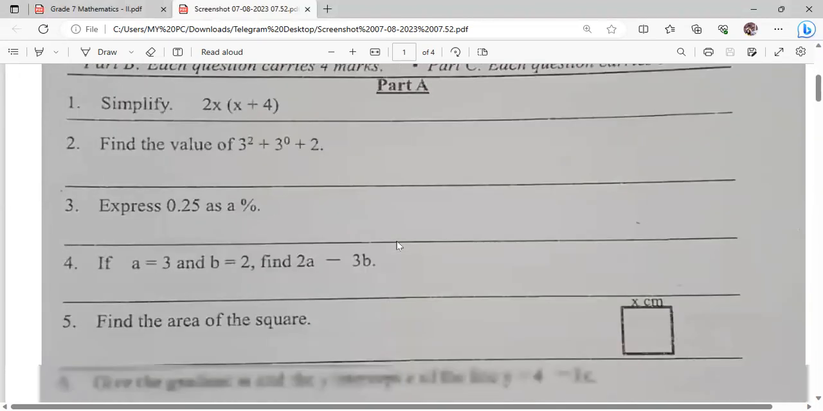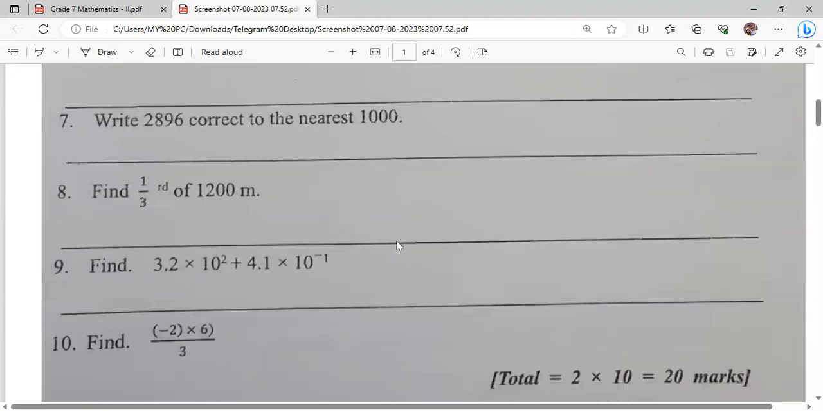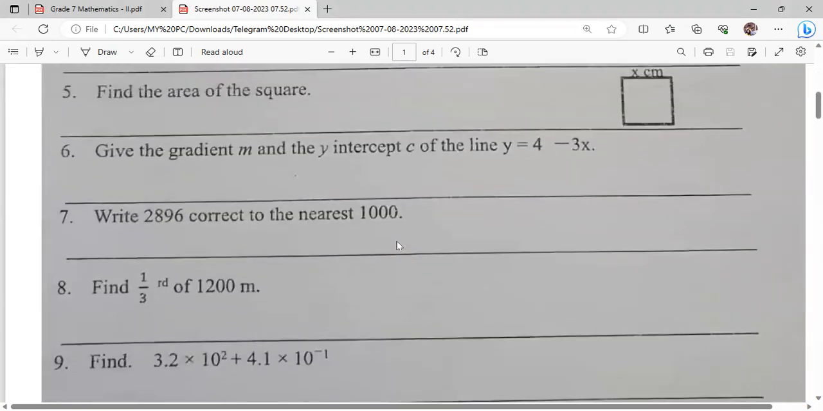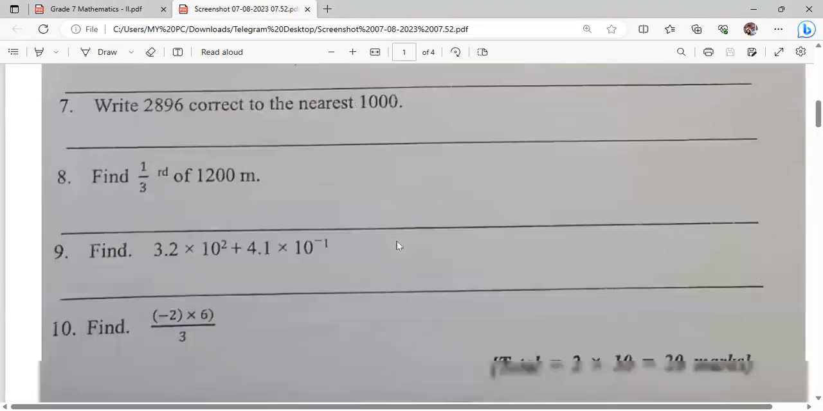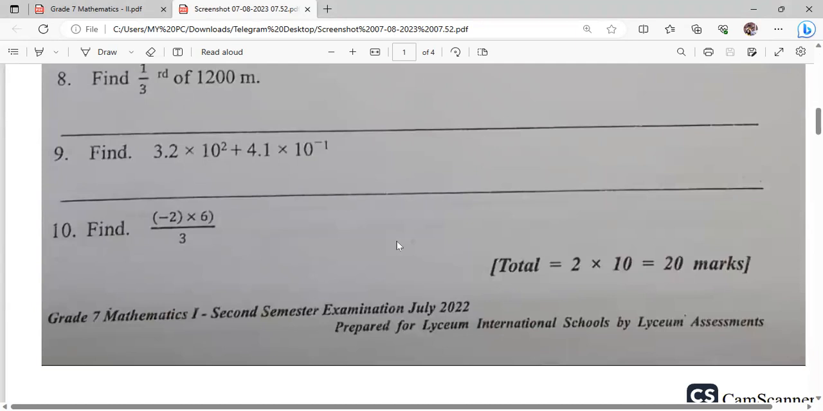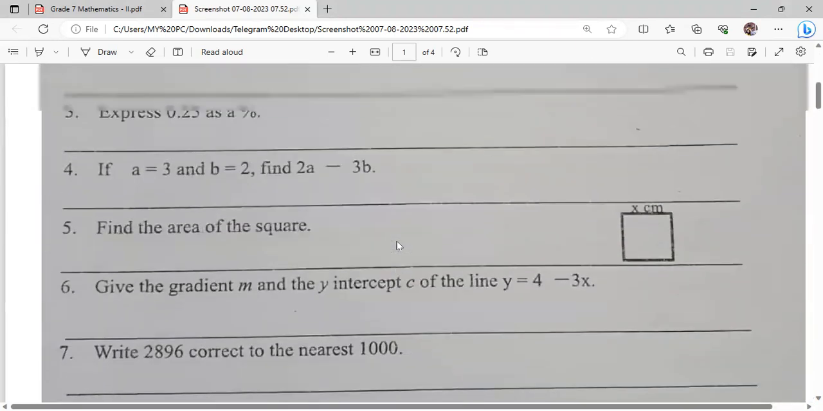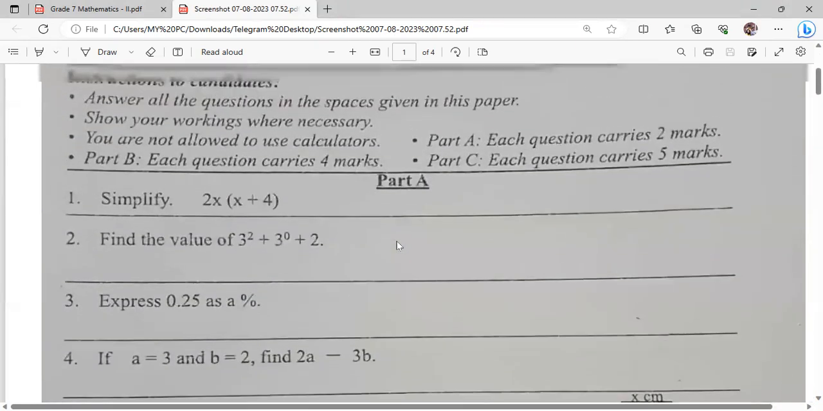In part A we have 10 questions where we need to give the answers in a simple way, but we want to show all of our workings because they have mentioned us to show our workings, and we are not allowed to use the calculators. Whatever marks you get for each question, they have mentioned here. Right. Okay, so without wasting time, straight away we'll move to the first question.